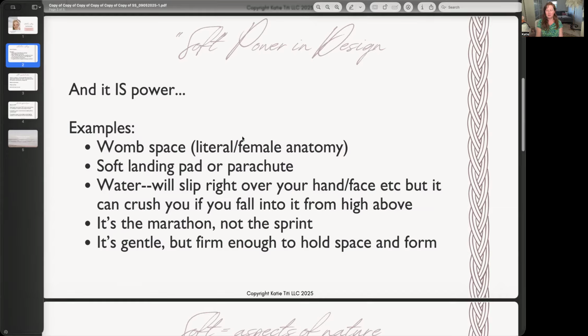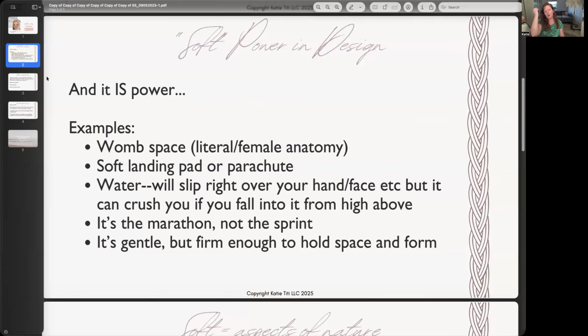Whether you're flying above air or water, if you're close to it, you can dive right in. But if you're far enough away, it'll still crush you, as if you were falling to land. So water can be soft, but can be extremely crushing depending on distance and speed. Apologies again for the morbid example, but it's important to really demonstrate this. So thank you for your patience. It's a marathon, not a sprint. It's the gentle but firm enough space to hold space and form.